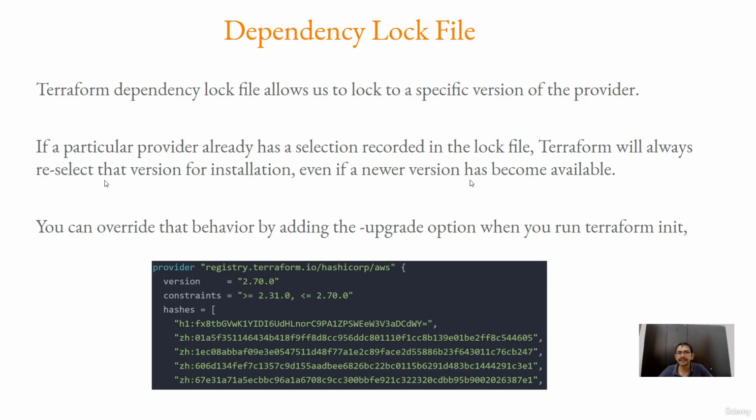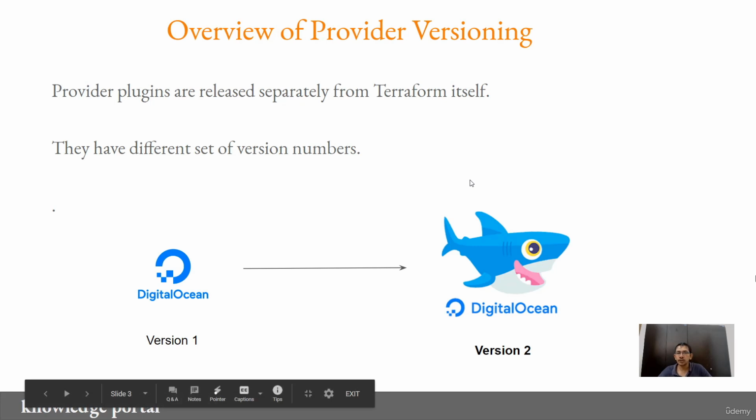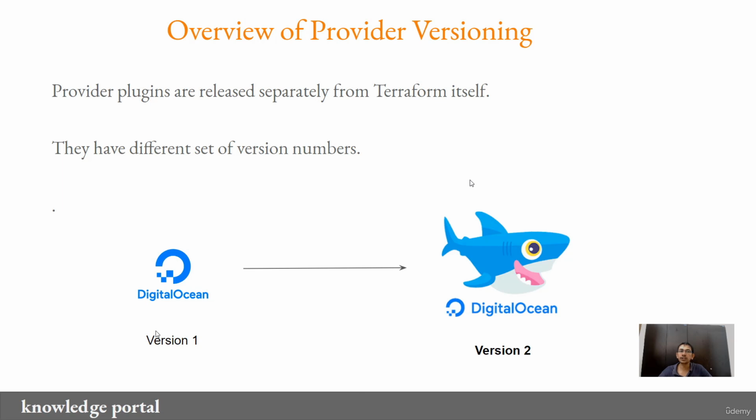So the second point states that if a particular provider already has a selection recorded in the lock file, Terraform will always reselect that version for installation even if a newer version has become available. So currently you have a 2.70.0. Tomorrow, even if a 3.0 version is available, Terraform will not go ahead and download the latest version of the provider when you do a Terraform init. And also, as we were discussing, you can override this behavior by adding the hyphen upgrade flag while using the Terraform init.